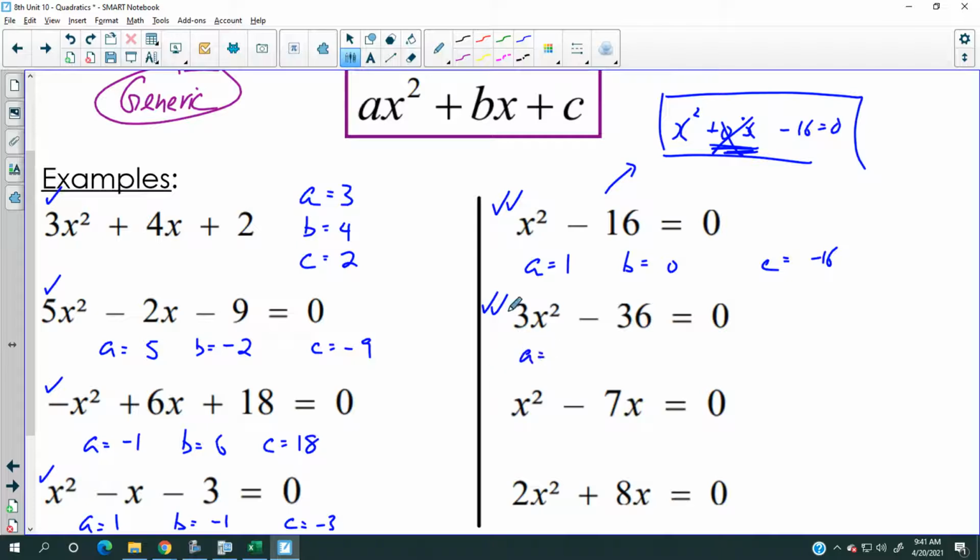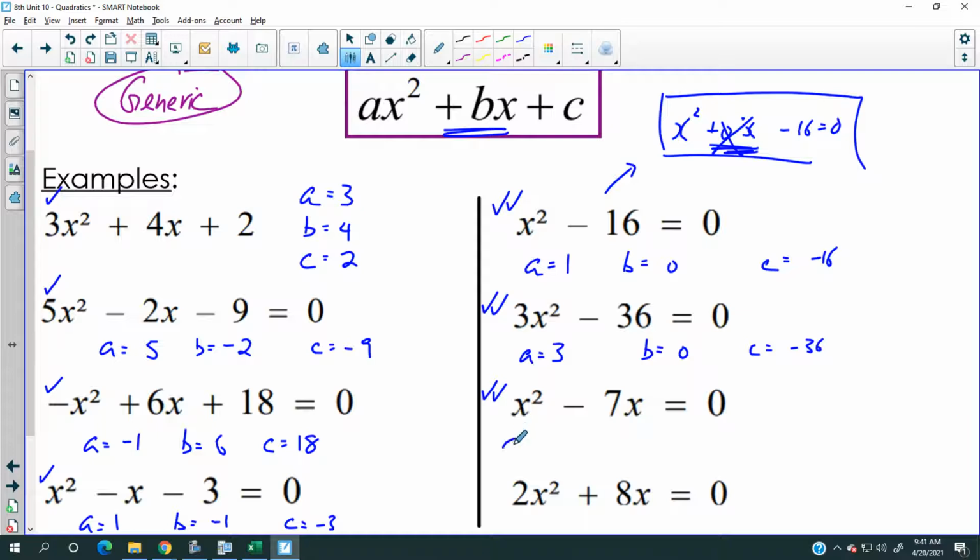Okay, what about this one? What's A? Yeah, 3, right? What's B? Nothing, right? Because there's no x term here. There's no middle term in here, right? So B is again 0. What's C? Yeah, -36. Okay, all right, so far so good.